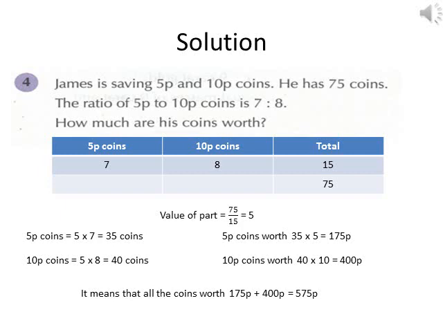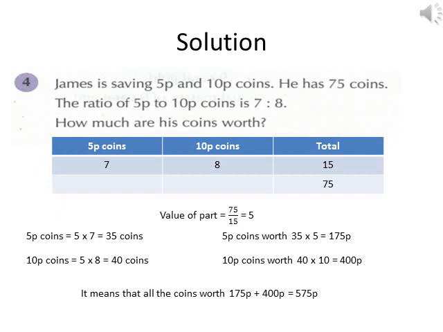So I'm making a table, and I have the ratio form, sorry, and I have 5 piaster coins to 10 piaster coins to the total, and I have the ratio is 7 to 8. So get the total together. 7 plus 8 equals 15. This is the total number of parts. And the total number of coins was 75 coins. So again, get the value of part, which equals 75 divided by 15, so equals 5. And get the number of 5 piaster coins. So it's 5 times 7 equals 35 coins. 35 coins of 5 piasters.